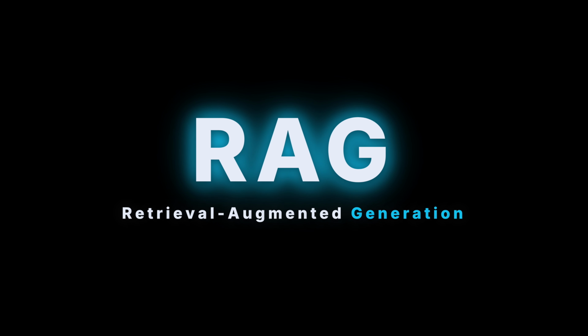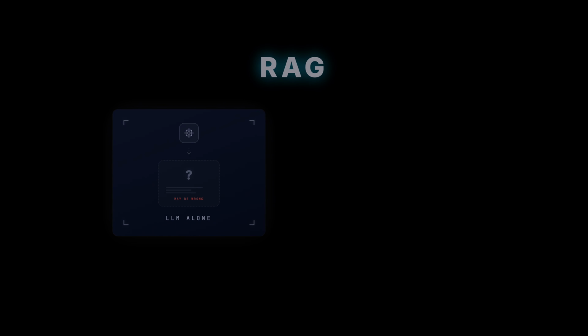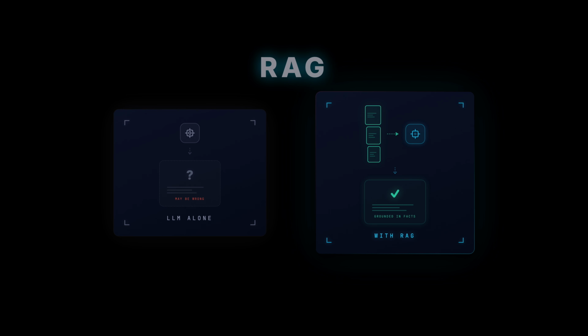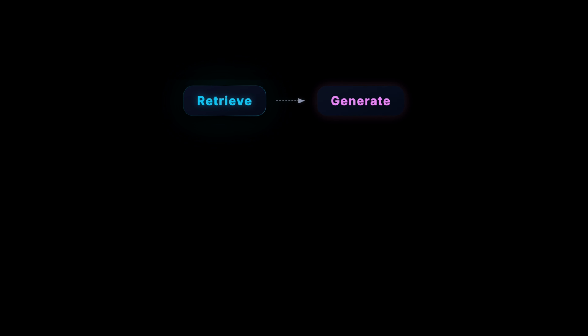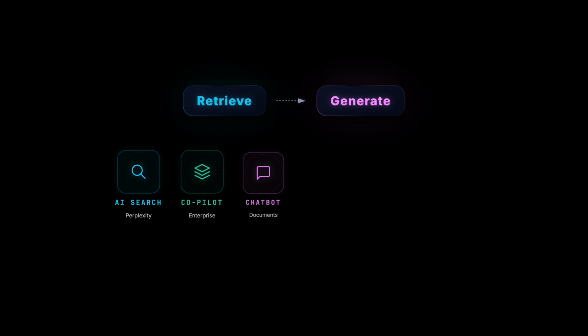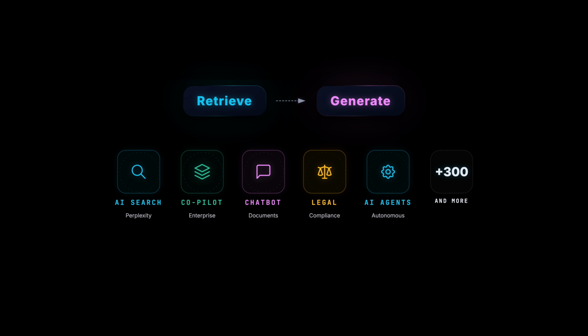It is called Retrieval-Augmented Generation, or RAG for short. RAG gives a language model something it never had before, the ability to look things up before it speaks. That one shift, retrieve first, then generate, is the reason RAG now powers AI search engines like Perplexity, enterprise copilots, document chatbots, legal assistants, AI agents, and thousands of knowledge-based AI tools.